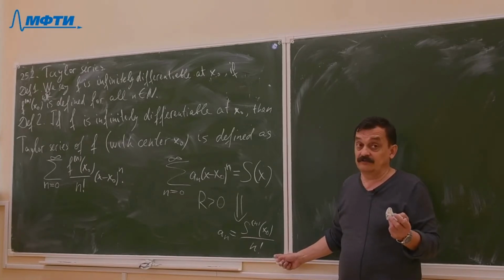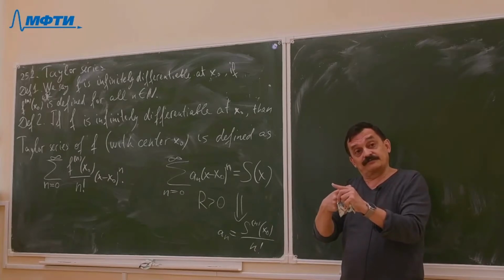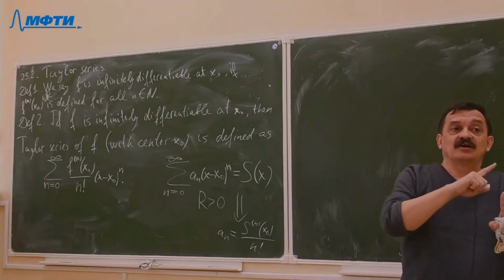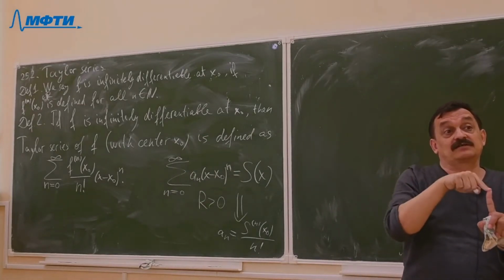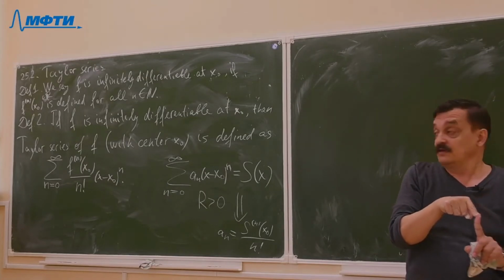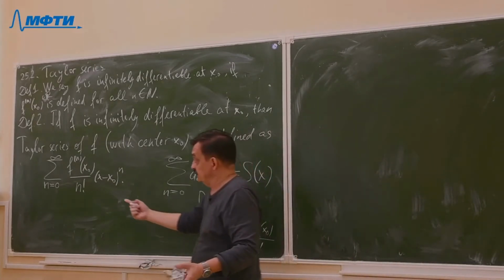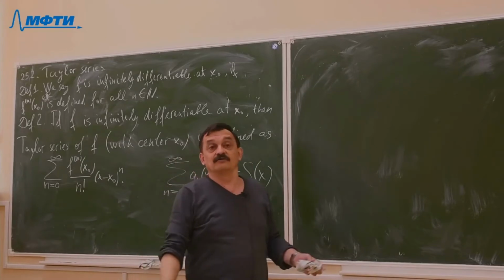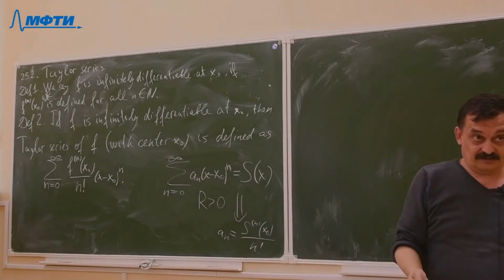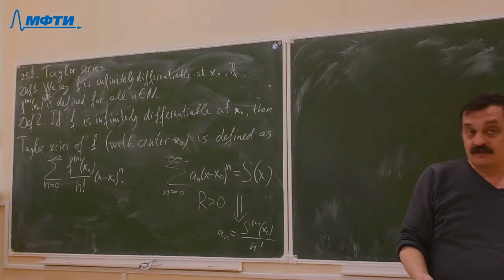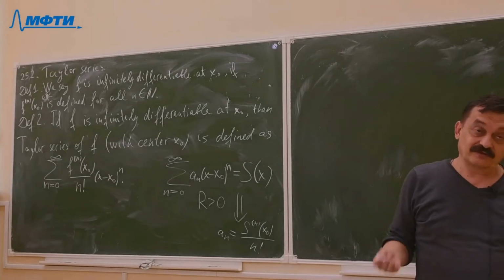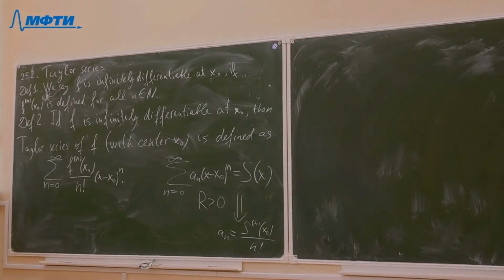But now we go in the opposite direction. We have a function which has all derivatives at a point x naught. Then we can determine coefficients like that, and we call this power series a Taylor series. So it seems practically the same, right? But no, there is a difference. And to show that there is a difference, let me give an example.